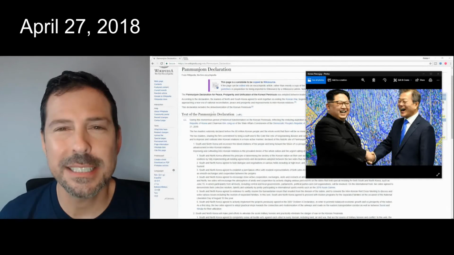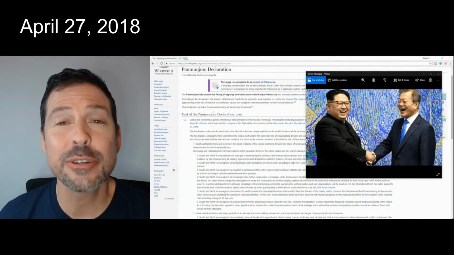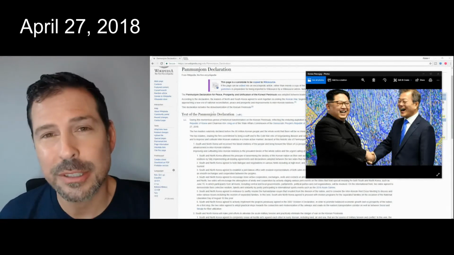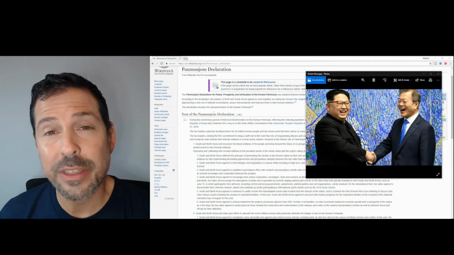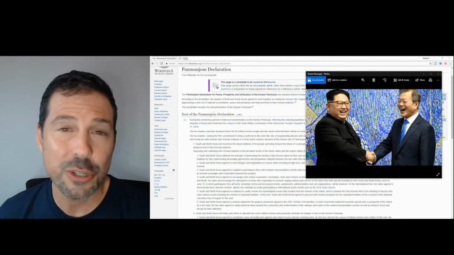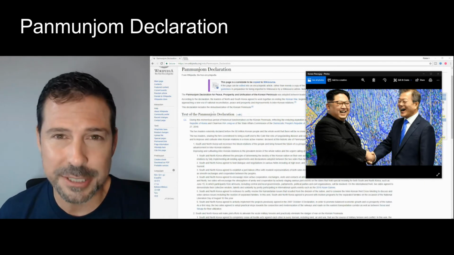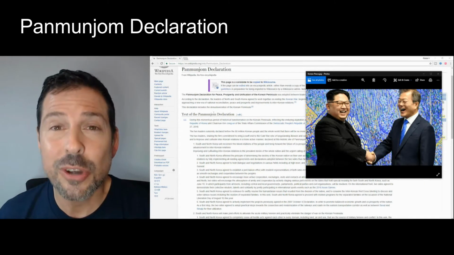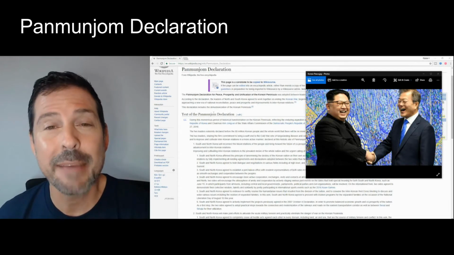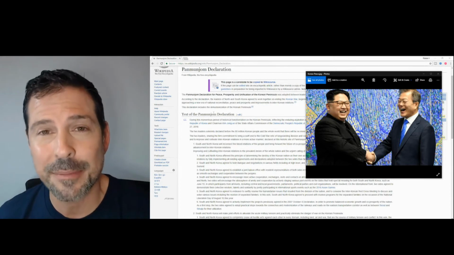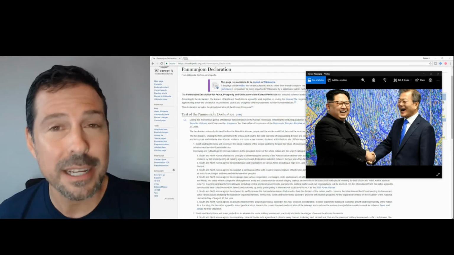April 27th, 2018 is a very special moment in the history of the Korean Peninsula and the world. On April 27th, 2018, the leaders of North and South Korea got together to create what is known as the Panmunjom Declaration. On that day, Kim Jong-un, the leader of North Korea, actually crossed over into South Korea and met with Moon Jae-in, the leader of South Korea, and together they created this declaration.